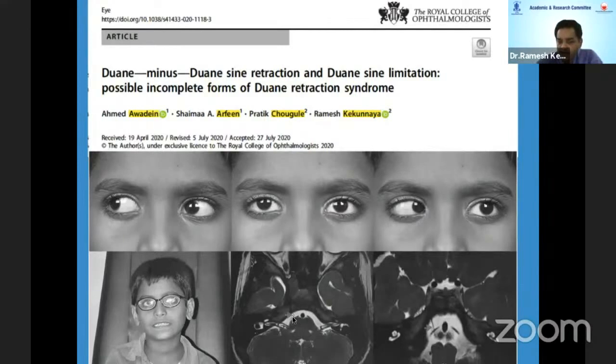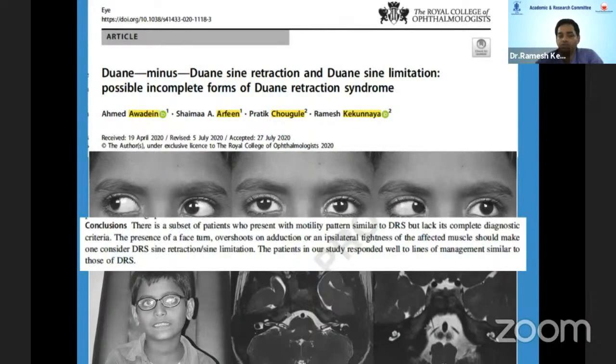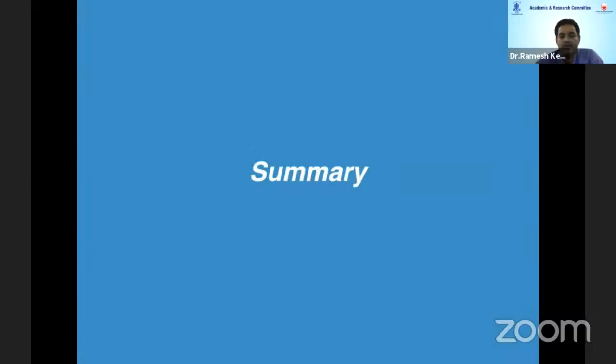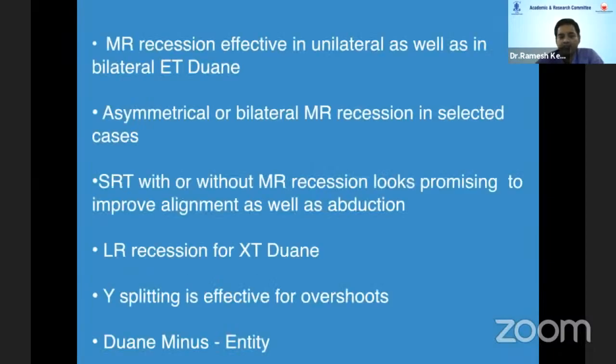We even did imaging of these patients. We can see the absence of the sixth nerve in this patient, but they don't have the typical features of retraction and overshoot. And they do respond very well to the lines of management of Duane syndrome. With this summary, I will leave you all. If there are any questions, I will take them.